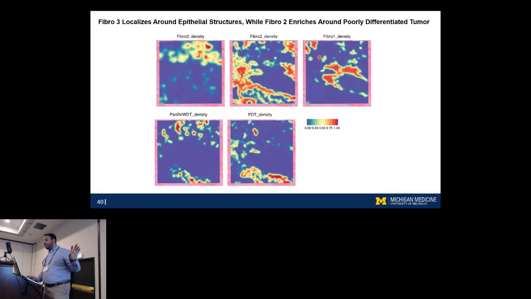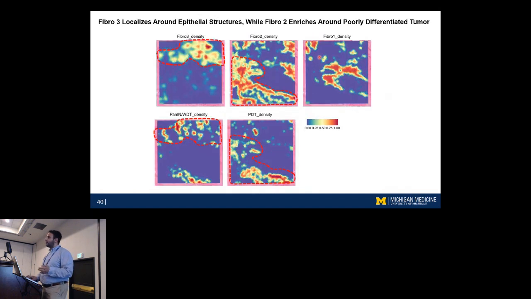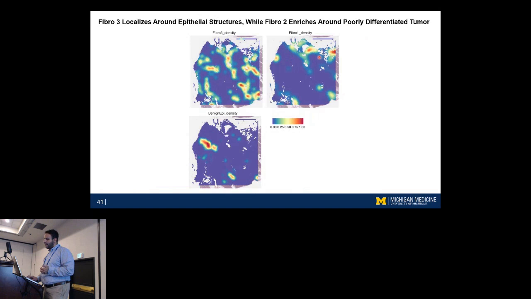To have a more global look, this is a density plot for a whole slide. So again, you can see that the fibro3 density is around the high density of glandular structures, while fibro2 is around the areas where we have poorly differentiated tumor. And this was in a tumor sample. This is in a healthy sample. Again, fibro2 seems to be enriched everywhere, but it's also found around the epithelial structures or the glandular structures.